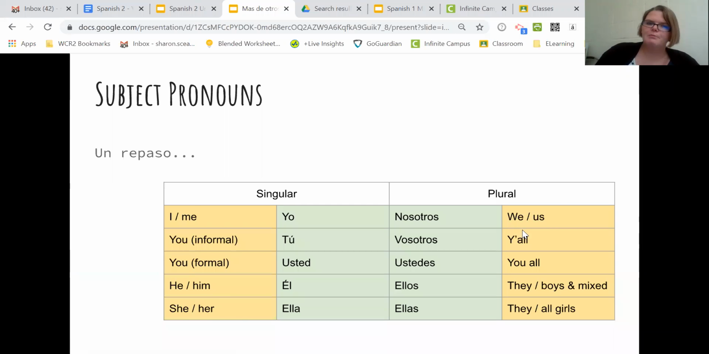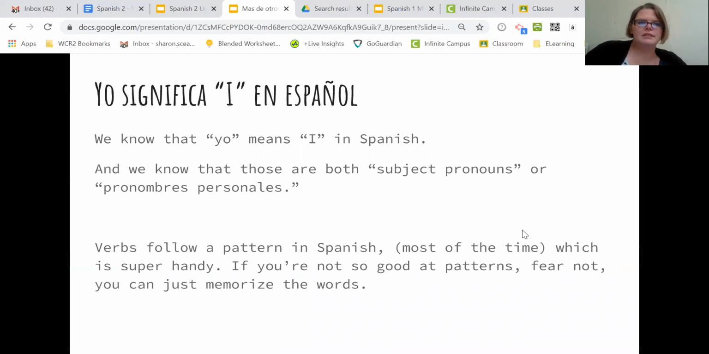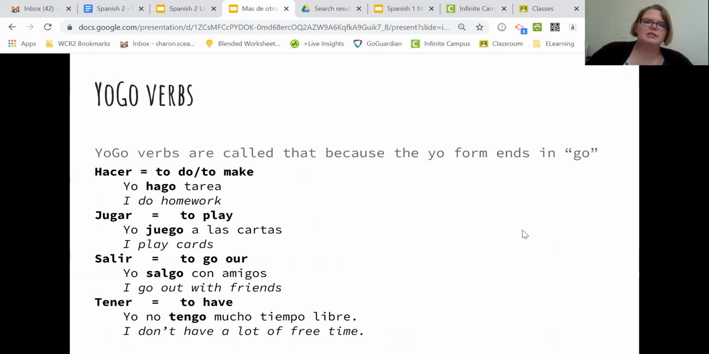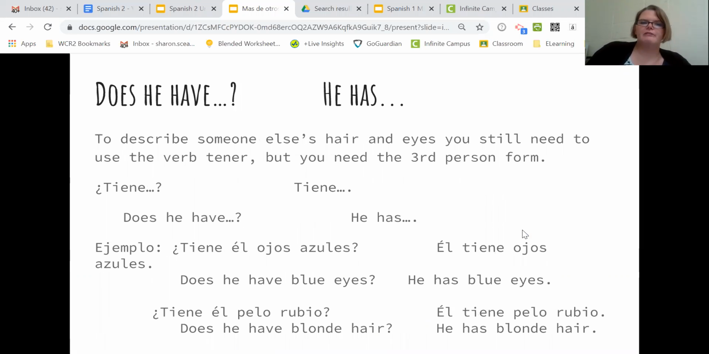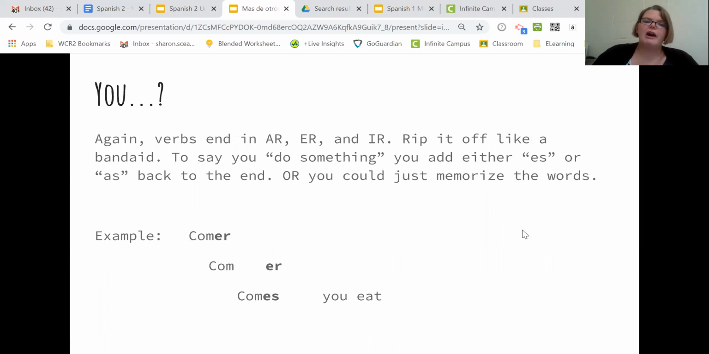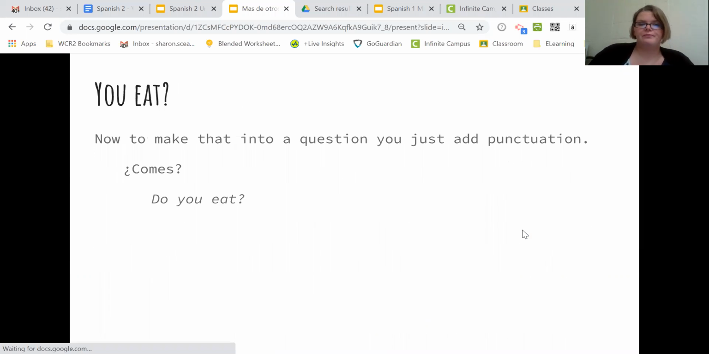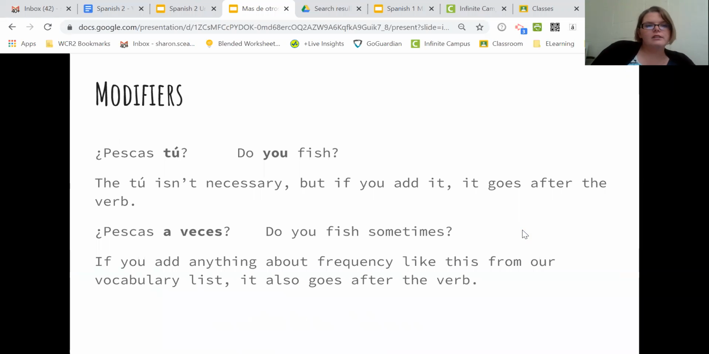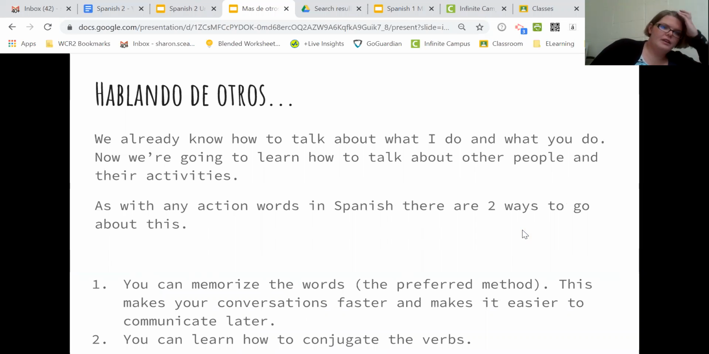So we've talked about subject pronouns, yo forms, irregular yo verbs, the verb tener, and how to say what you do. Now, let's talk about other people. We're going to learn how to talk about other people and their activities.